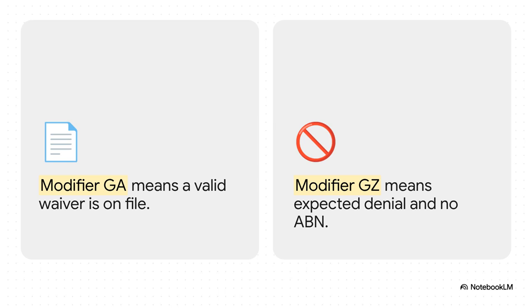For scenario A, you're going to append modifier GA. This basically tells Medicare, hey, we have a valid ABN on file, meaning when Medicare denies it, the provider can legally bill the patient. But for scenario B, you are stuck using modifier GZ. That means there's no ABN on file, the claim will absolutely be denied, and the provider is fully liable. They cannot balance bill a patient. Trust me, mixing up GA and GZ is a massive compliance disaster.